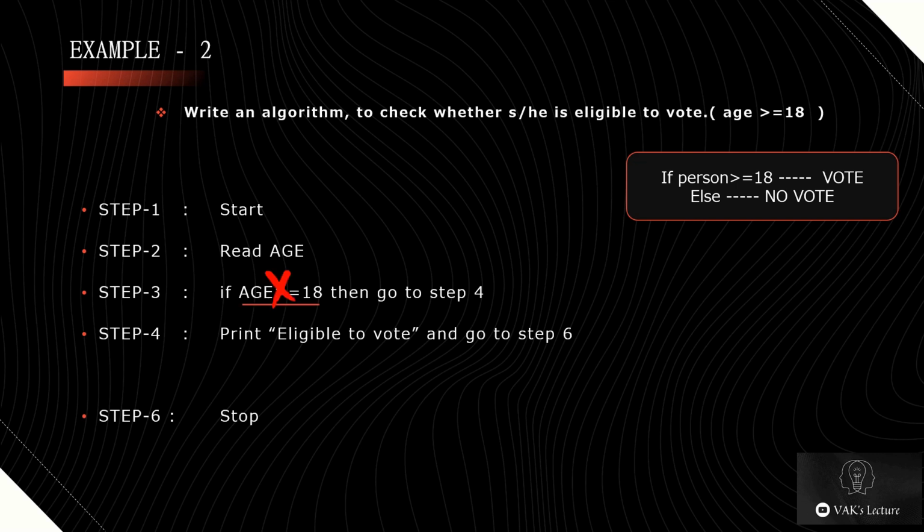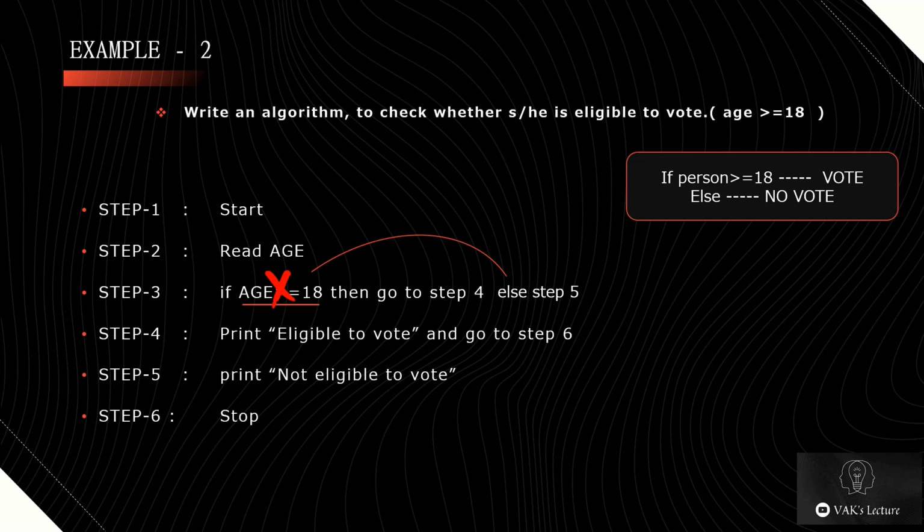And if the criterion or the condition fails, that means if the age is less than 18, then it will go to the else part. That means the control will be moved to step 5. In step 5, it is written not eligible to vote. Then it will move to step 6, that is, stop the algorithm. So here some portion of the algorithm will be executed and the others will not. Similarly, when the other portion executes, the remaining portion will not be executed.